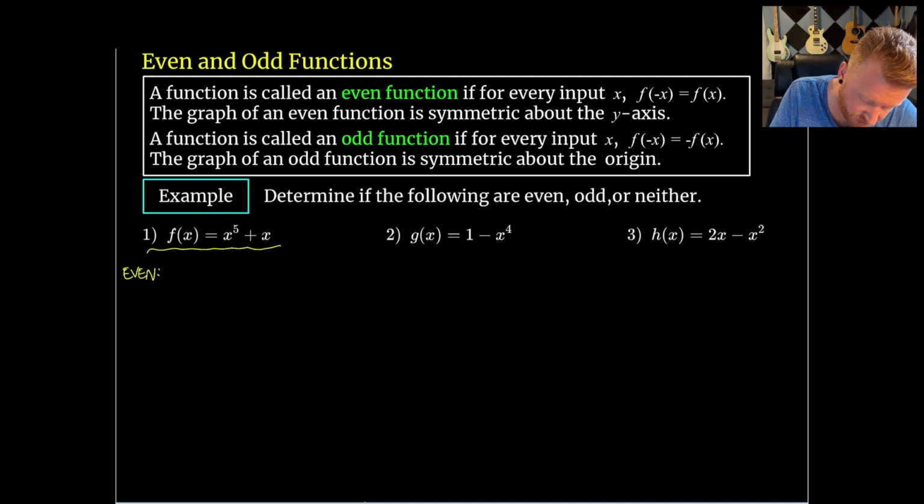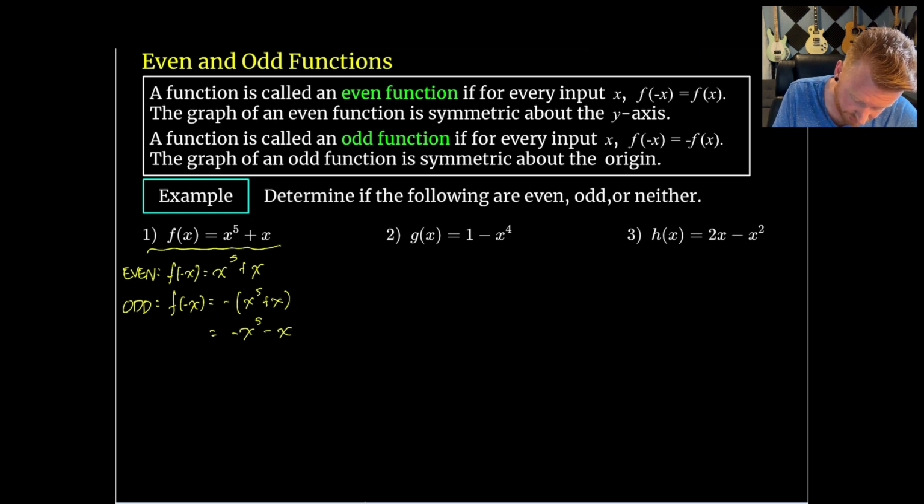So what this is saying, and I like to write this down, is that if this function is going to be even, then f of negative x is equal to f of x. In that case, we should get that f of negative x is equal to x to the 5th plus x. We should get exactly back what we started with. And if this function was going to be odd, then f of negative x should equal negative f of x, so negative x to the 5th plus x, which is negative x to the 5th minus x.